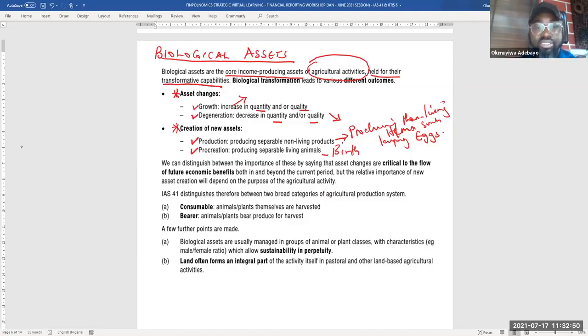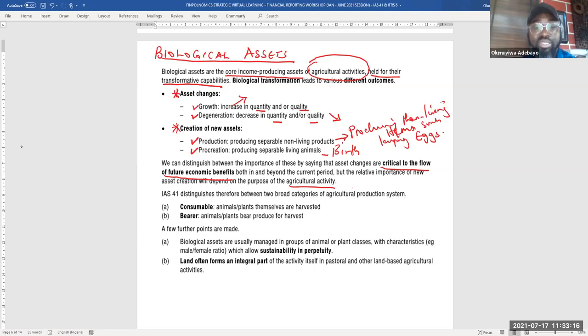Now, one of those key things also is that we can distinguish the importance of this by saying that asset changes are critical to the flow of future economic benefits, yes, both in and beyond the current period. But the relative importance of new asset creation will depend on the purpose of the agricultural activity, and we're going to see that as we move on.